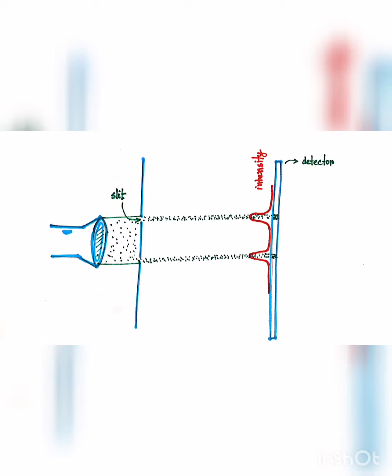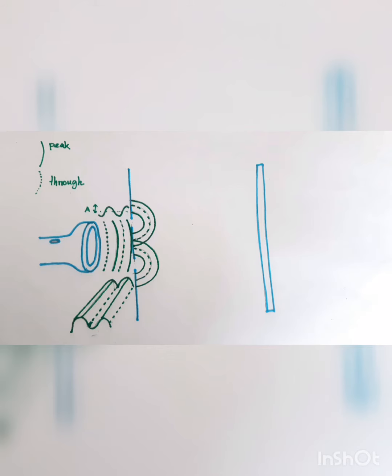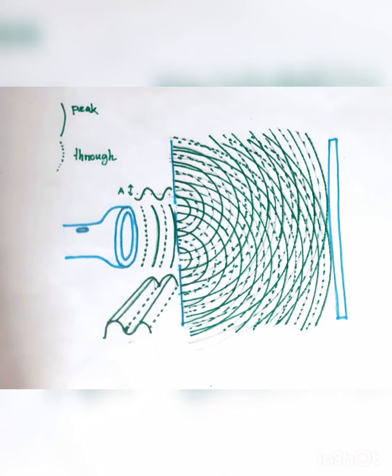If light was just particles, we should have seen two bright spots on the detection wall right directly in line with the slits. But that's not what happened. Instead, what we saw was this. When the light wave comes in touch with the slits, new waves are formed because every wavefront works as a new source of light wave, which we call the diffraction of light. The new waves hit the detection wall.